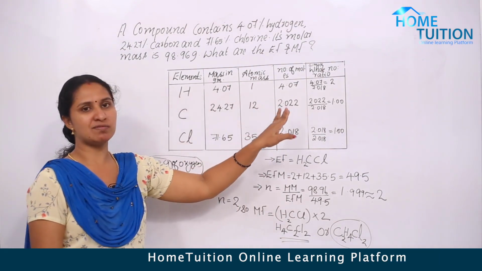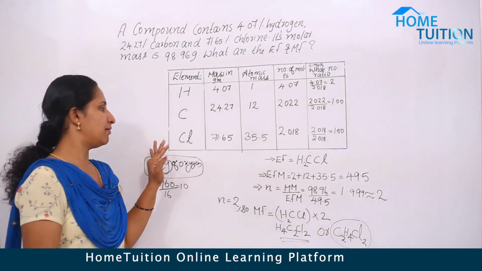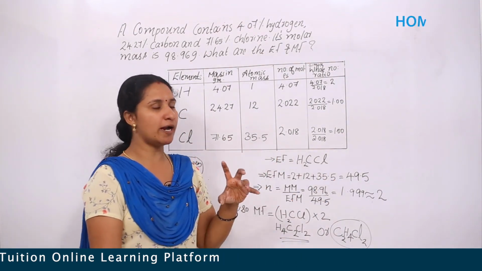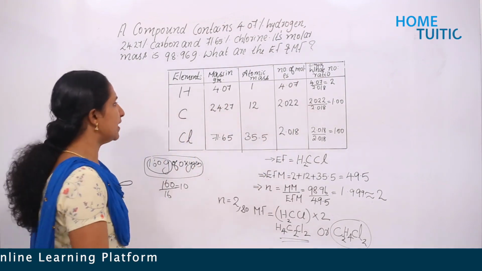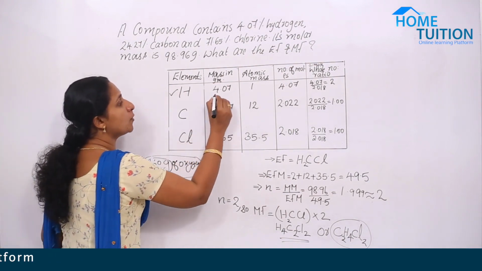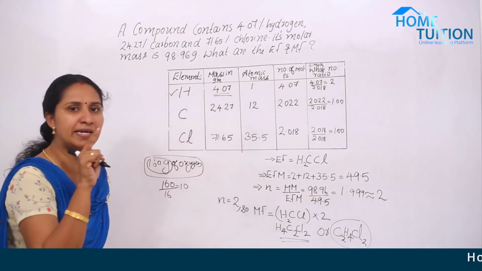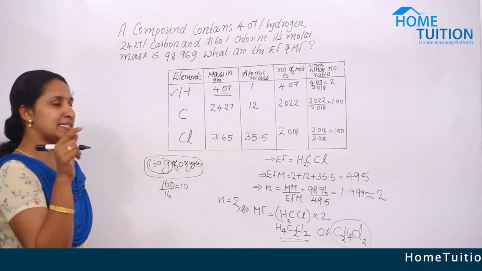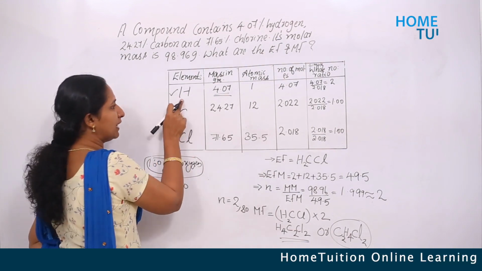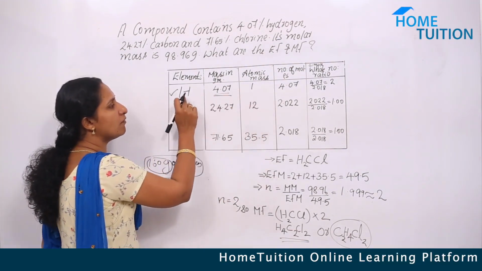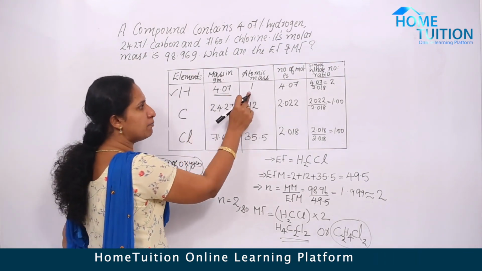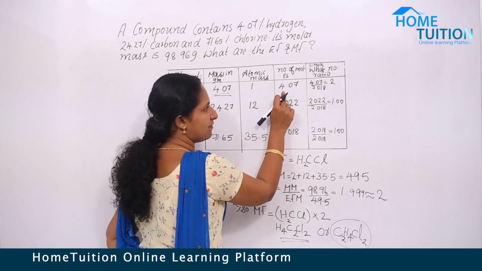Then atomic mass. Hydrogen we know atomic mass 1. Carbon 12. Chlorine 35.5. And the next one, number of moles. Here, if we want to find the number of moles present in 4.07 gram hydrogen, what we do? The given mass is 4.07, divided by the atomic mass of hydrogen. So 4.07 divided by 1, we get 4.07.